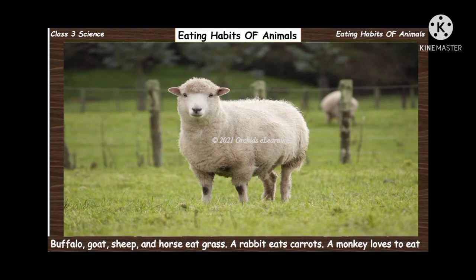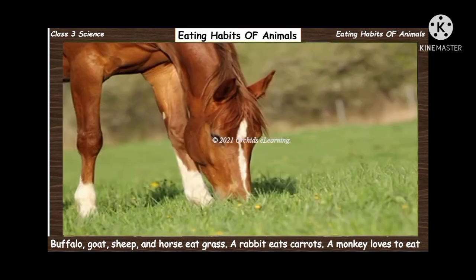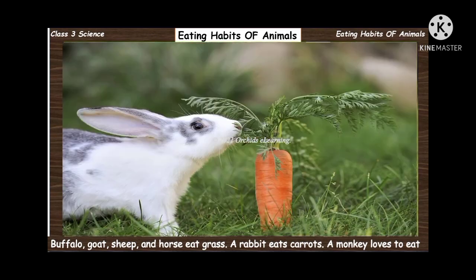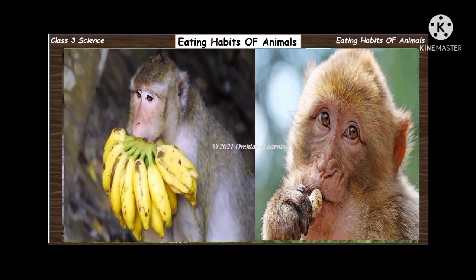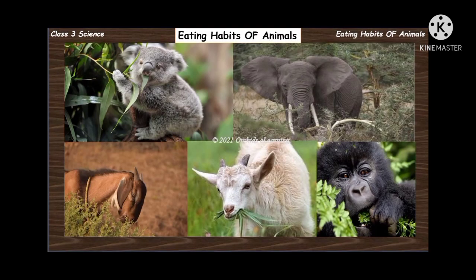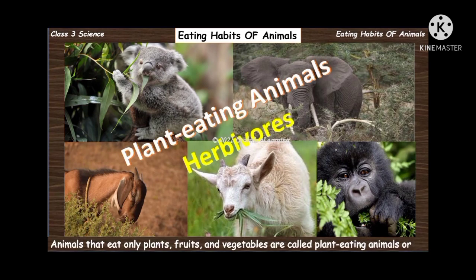Not only grasses, but some of the animals eat vegetables. So here you can see the horse is eating grass, and the rabbit eats carrots. A monkey is eating fruit as well as nuts. So there are different animals. Some of the animals that eat grass are known as plant eating animals, or herbivores.